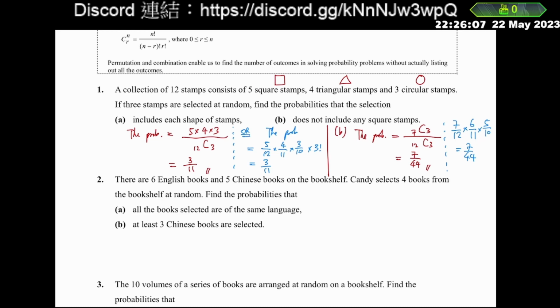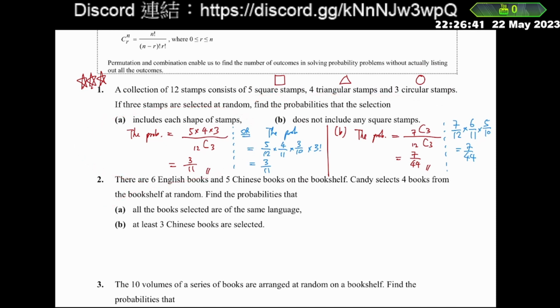Before we go to the next question, we have a short remark here for part A. This short remark is that in fact this is a usual and important type of question that we usually see in DSE. It is the type of question for selection from different groups. Here altogether we have 12 stems, but these 12 stems are in different groups. The square stem or triangle stem or circle stem. And then they are in different groups. And then here we try to choose from different groups.